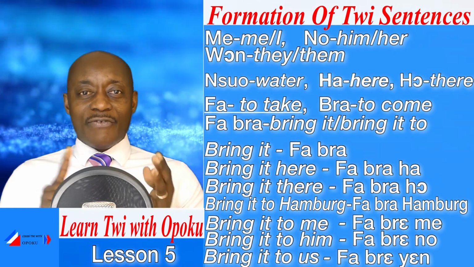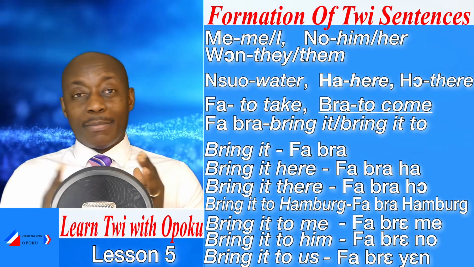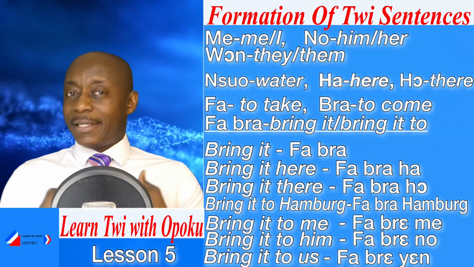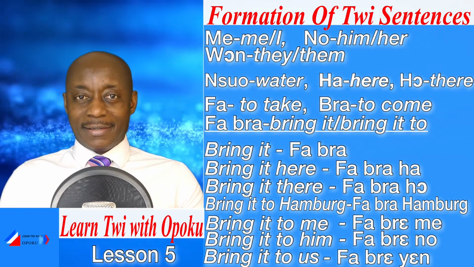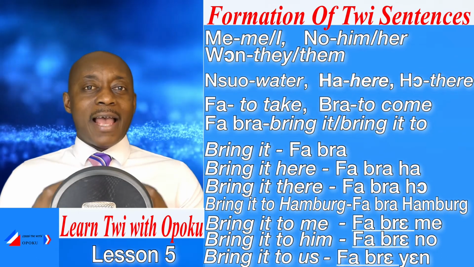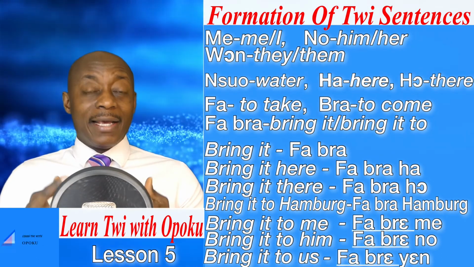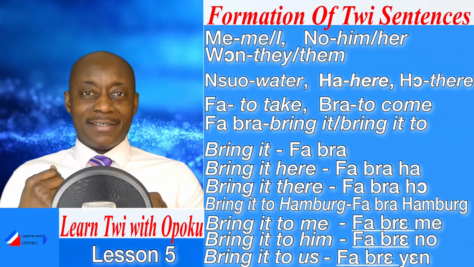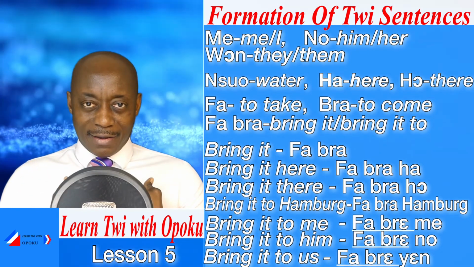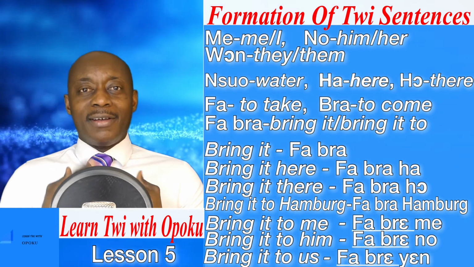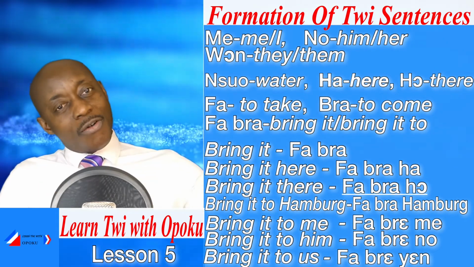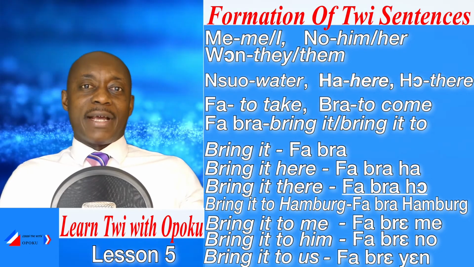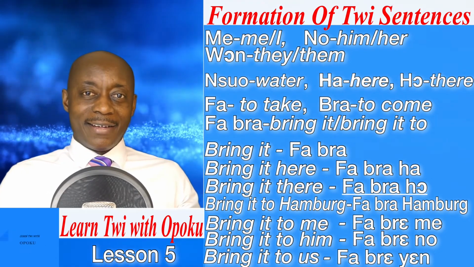So, in a nutshell, this is what we are saying. When we say fa, it means to take, bra, to come. But when we add the two, fabra, it means bring it. And when we say fabre, then it means you are bringing it to someone, a person. Fabre me, bring it to me. But when we say fabra ho, it means bring it there.